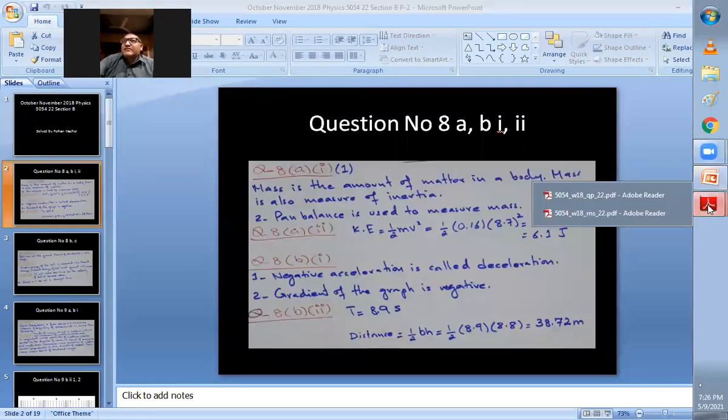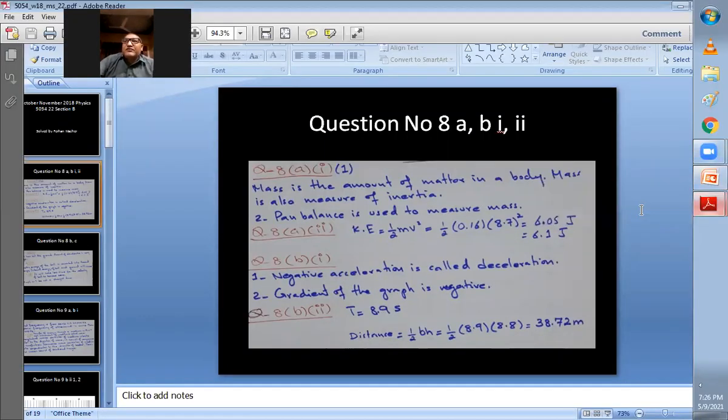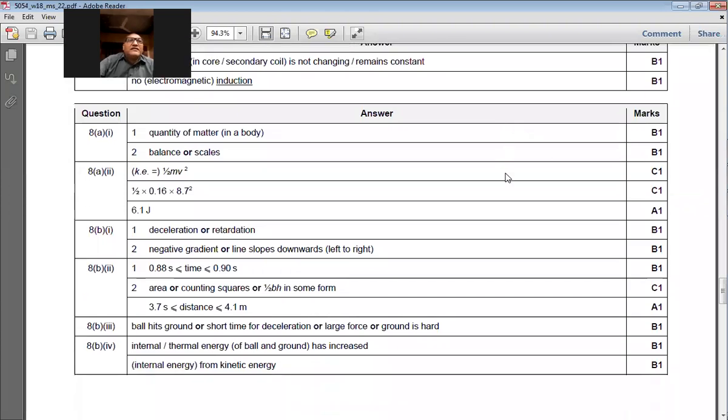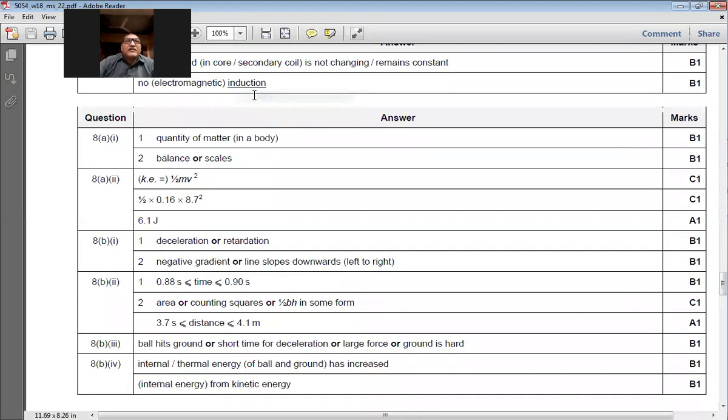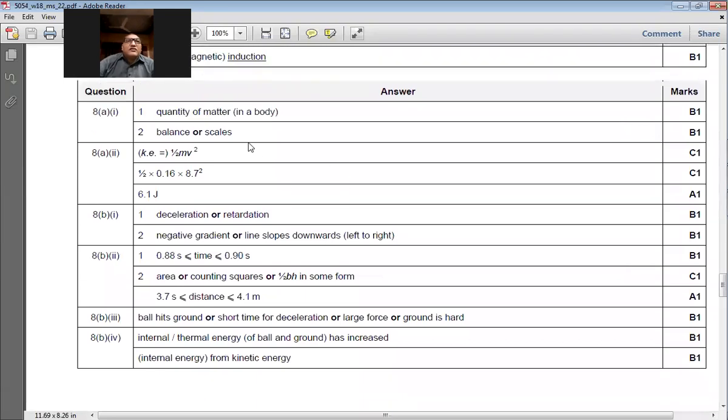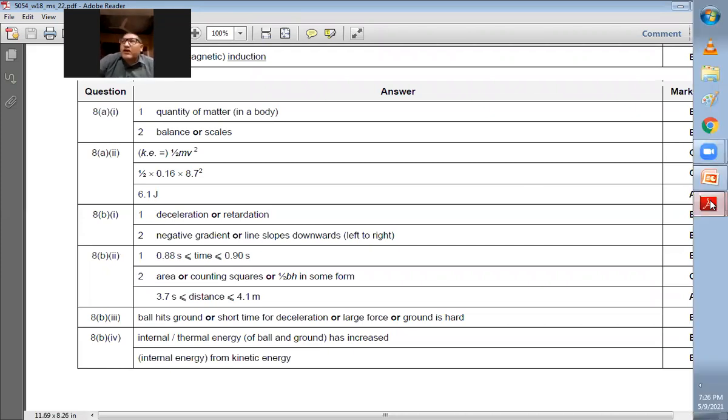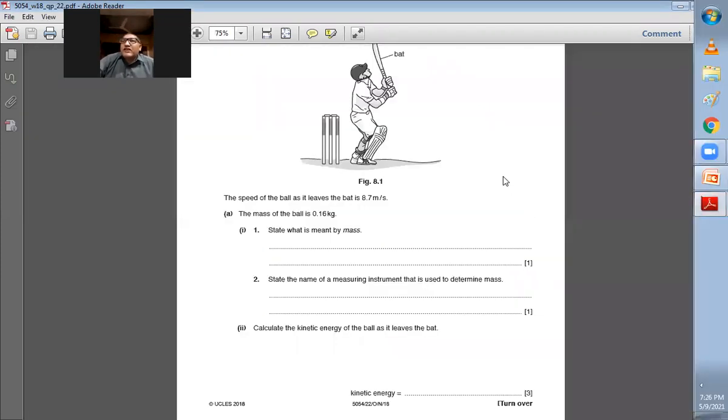Let's check the marking scheme, because we are done with the numerical of 3 marks. Question number 8 is coming up on your screen. Let me increase the size so you can see the whole thing. Quantity of matter in a body, balance or scales, 1/2 mv square, and the final answer will be 6.1 joules. It's a 3-mark numerical. I hope you have understood. Very easy and straightforward question. Let's move to the next part.